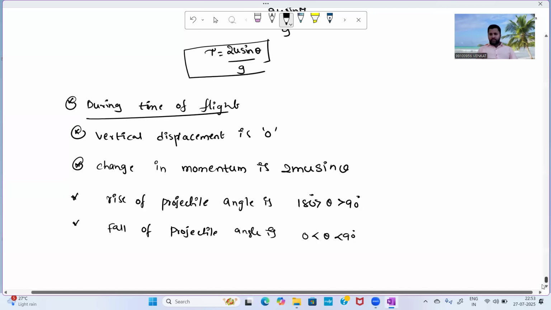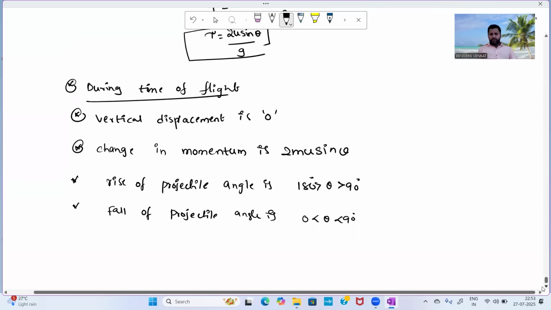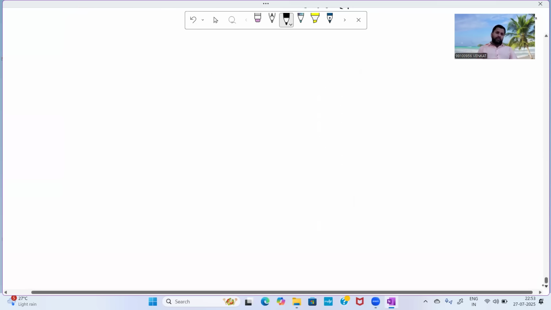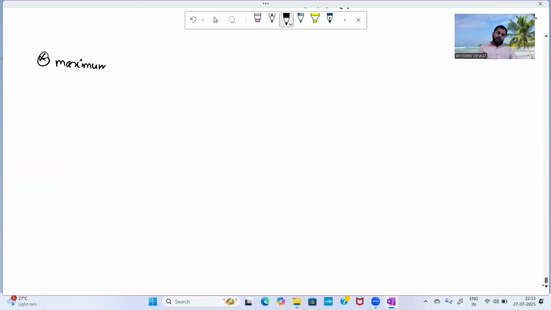Next, we can discuss the maximum height. Next point, maximum height. Okay. So what is the maximum height? You can take the same diagram.